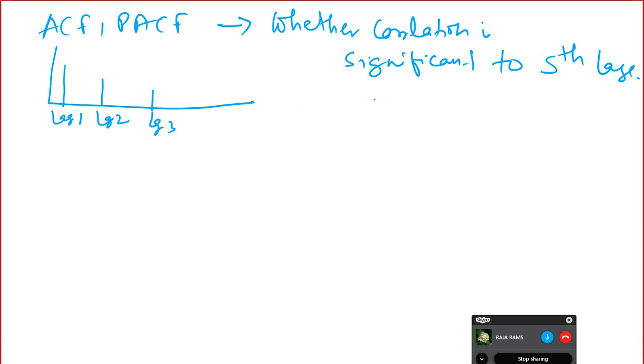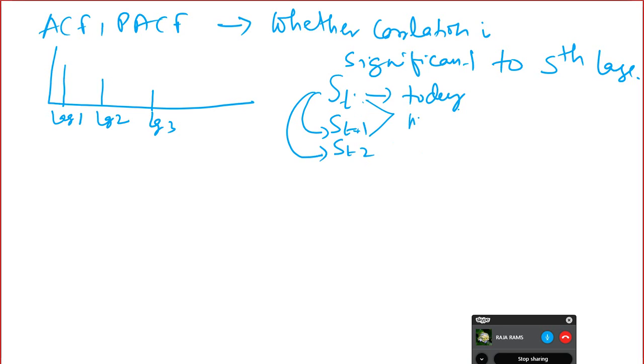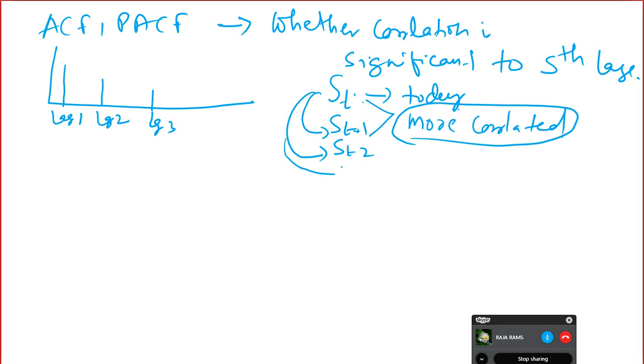Lag 1 to lag 3. For example, let me give an example. This is stock price, St, today's stock price, and this is yesterday's stock price, and this is the day before yesterday's stock price. So this will be more correlated for this one and this one. Then when you go down, the correlation should go down.